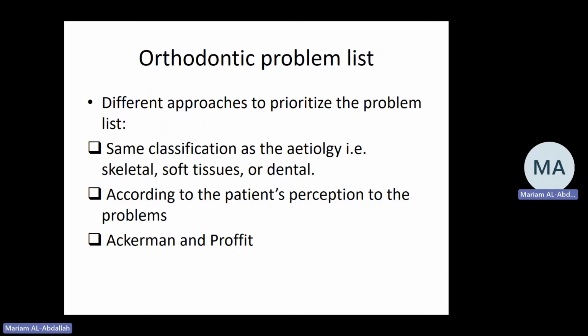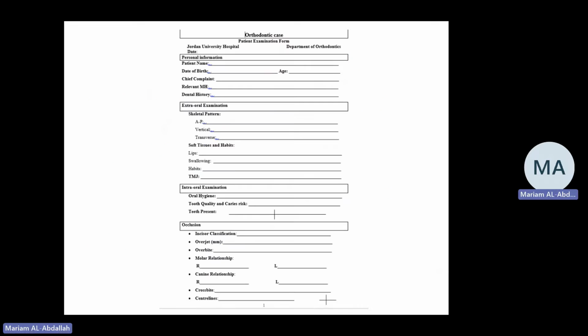Okay. Another way to organize our problem list is based on the patient's chief complaint. Okay. What are they concerned about? So maybe the patient will come with severe class 2 and their chief complaint is a rotated upper left lateral. So it has to be addressed. Okay, it has to be mentioned. Or we can follow the Ackerman and Proffit list of problems. We will come to this now.